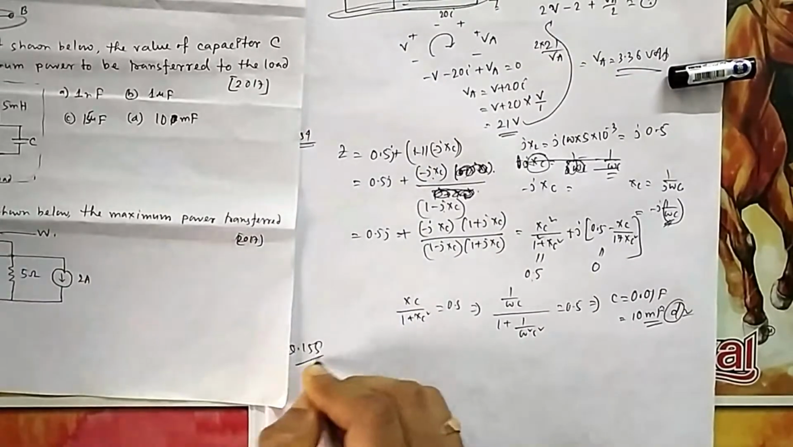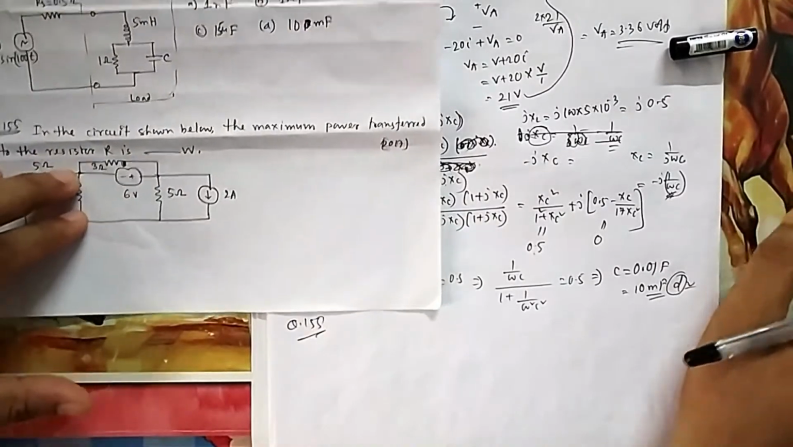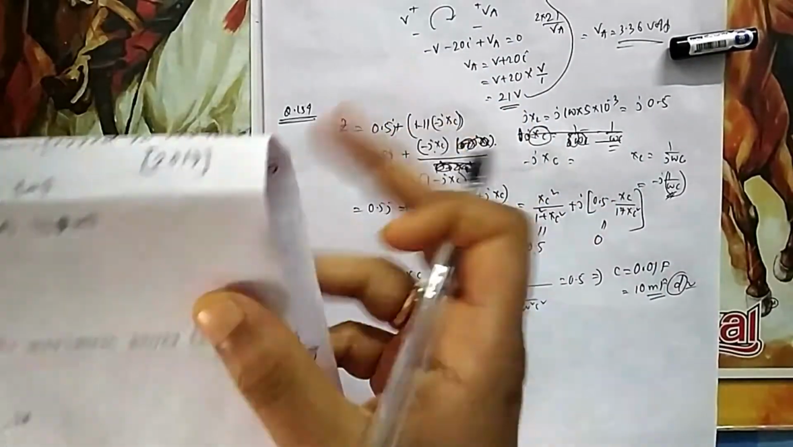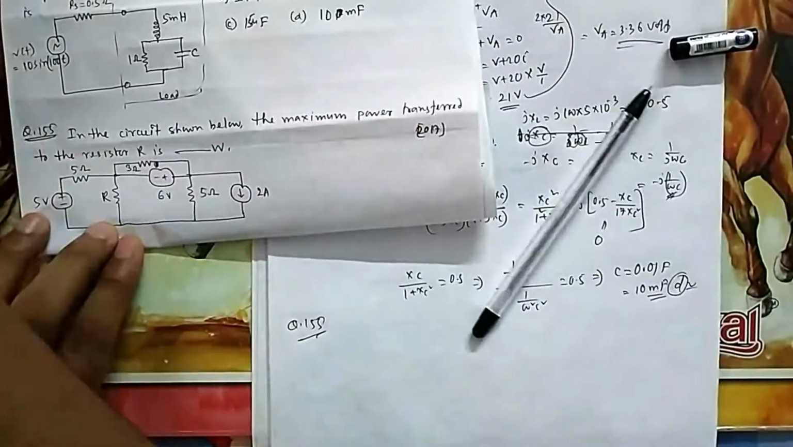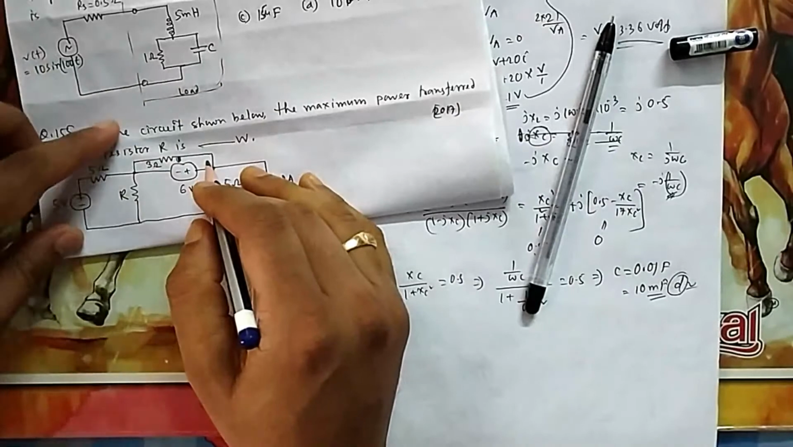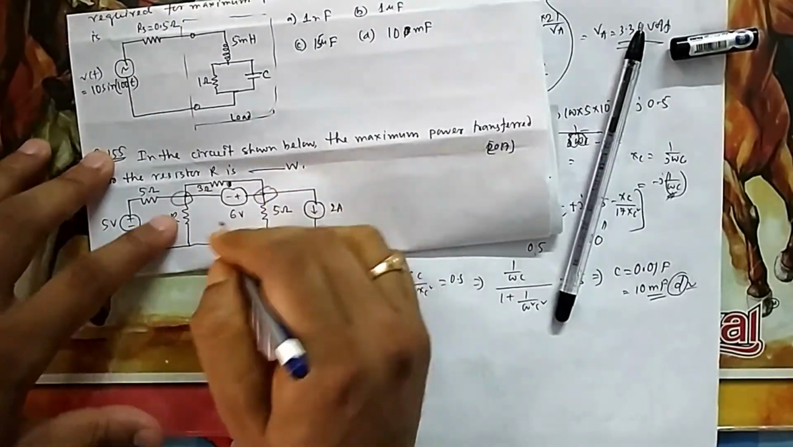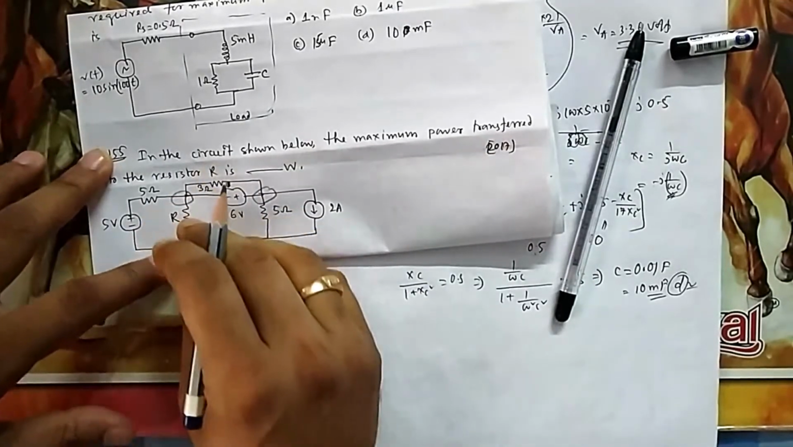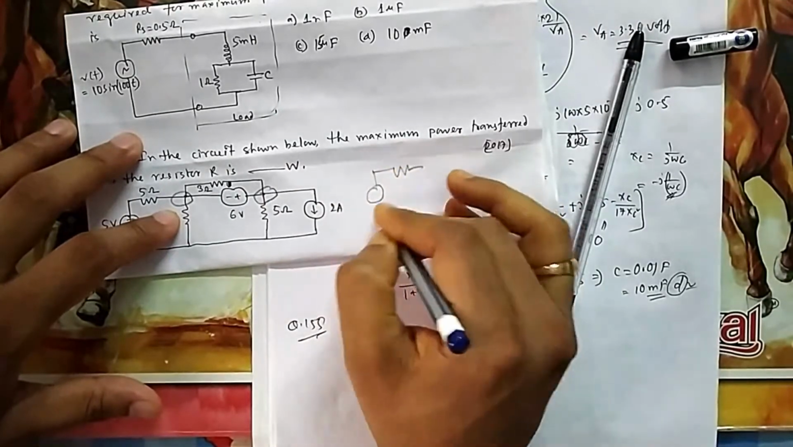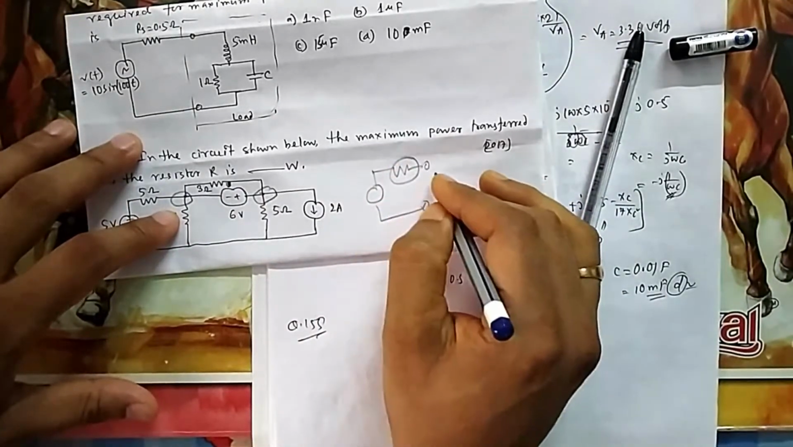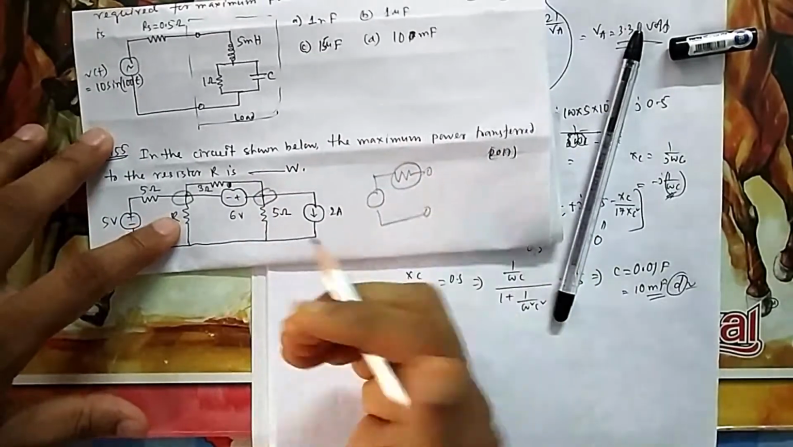Question number 155. The circuit shown below, the maximum power transfer to the resistor R is this one. So again, for maximum power transfer, what will you do? If you see the circuit here, for maximum power transfer, you have this node, you have this node, because this you will open. Let me calculate the Thevenin's theorem. Let me convert it into Thevenin's. So once I know Thevenin's, then I know the source impedance, then I know what should be the value of the resistance, and we can calculate the maximum power.